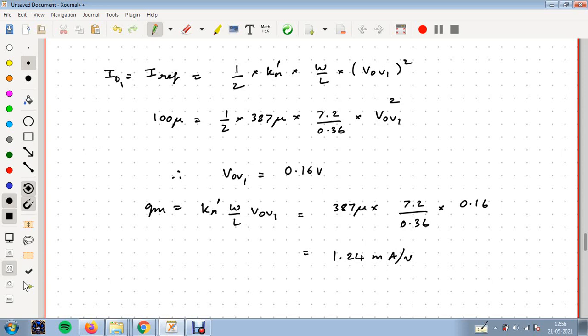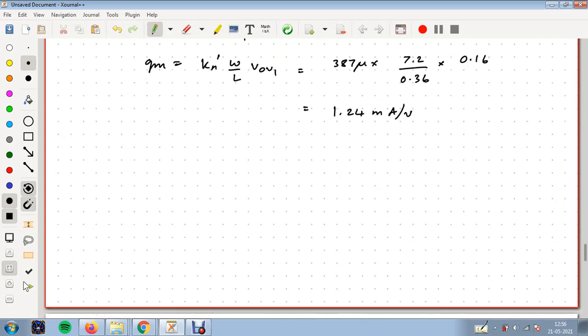From this GM, I'm going to calculate gain now. What is RO1? RO1 here is VAN divided by I reference, or ID. I think it's better if I write ID, and ID is the same as I reference, so not an issue. VA prime is given in volts per micrometer. So for VAN it is 5 into 0.36, the length of the transistor, divided by 100 micro. So this should give me 18 kilo ohms.